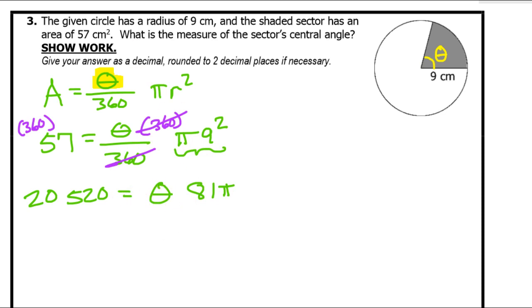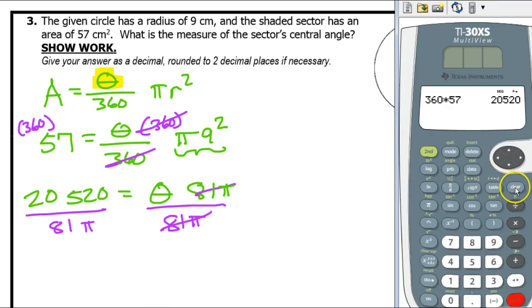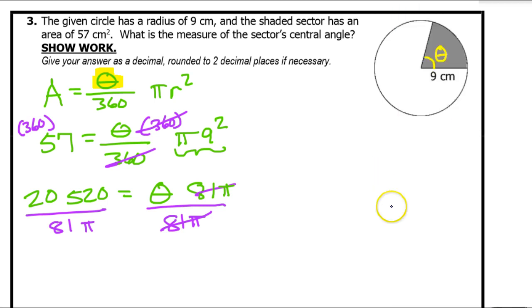Now to get theta by itself, I'm going to divide both sides by 81 pi. That will cancel out the 81 pi, leaving theta by itself, which is what I wanted the whole time. So 20,520 divided by 81 pi is going to give me 80.64. Got to round up.